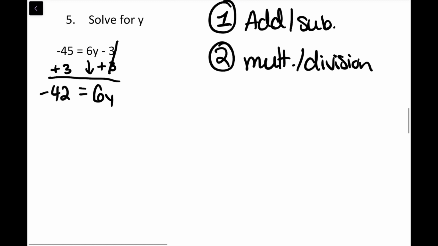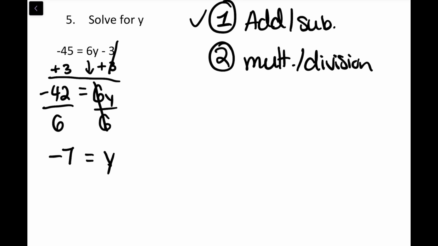So now I've done my addition and subtraction. I want to do multiplication and division. I have 6 times y. The opposite of multiplying by 6 is going to be dividing by 6. So that will go to 1. And I just have y. And negative 42 divided by 6 is negative 7. So y is negative 7.